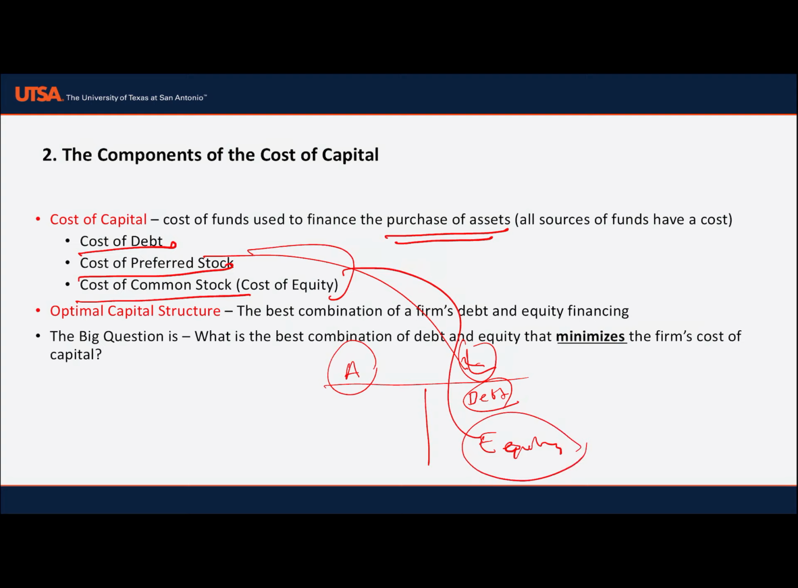Optimum capital structure is the best combination of debt and equity to finance assets. The big question is, what is the best combination of debt and equity that minimizes the firm's cost of capital?